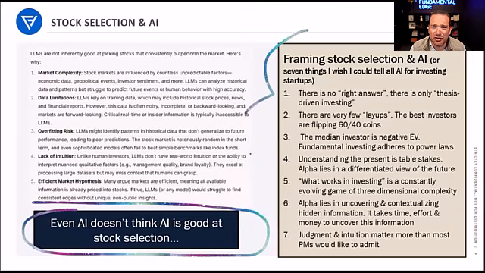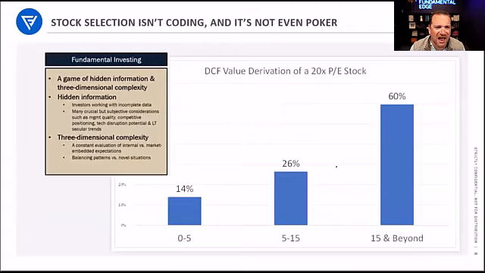There's all sorts of interesting nuances about stock selection that make it less of a deterministic game than coding. Such as there's no right answer in stock selection. It's more thesis-driven investing, few layups. The best investors are flipping 60-40 coins. And so it's a more multi-dimensional game than some of the other simple use cases of AI.